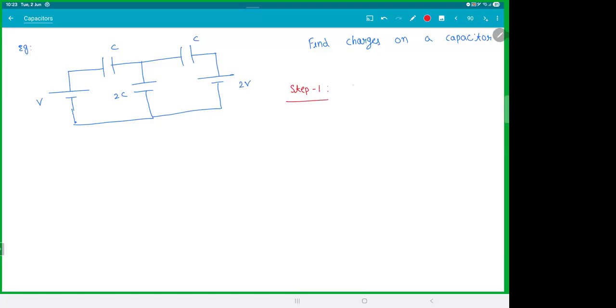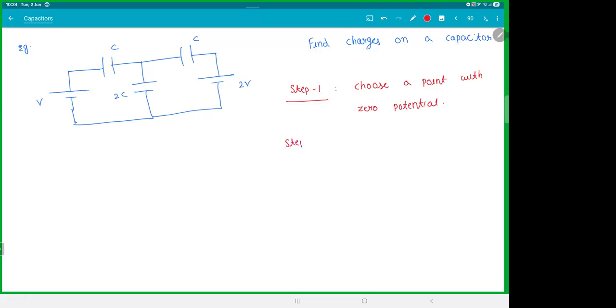Choose a point with zero potential. You can choose any point as zero potential because what matters is potential difference. So you can choose any point as zero. It makes your life a little easy. So choose a point conveniently.